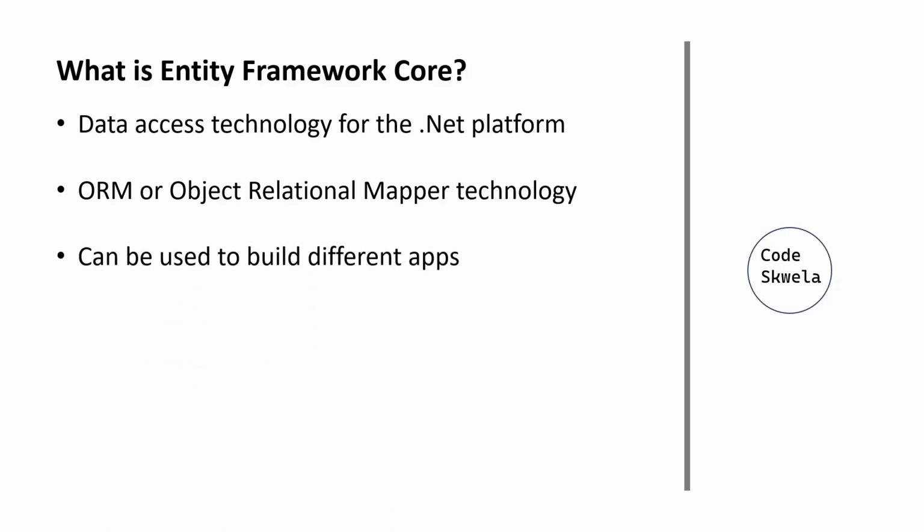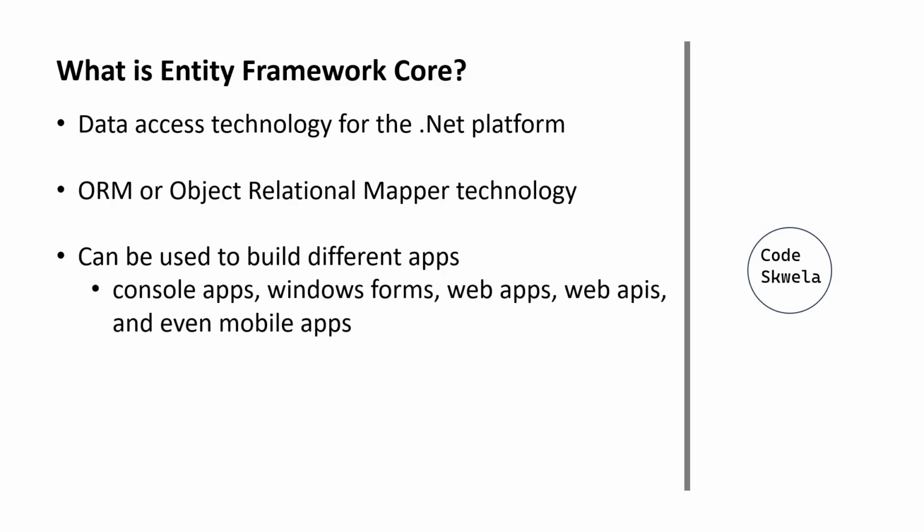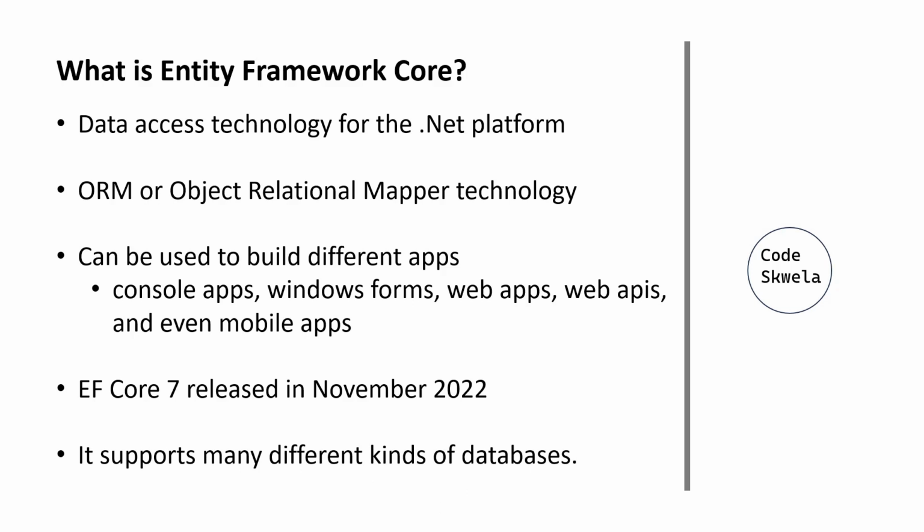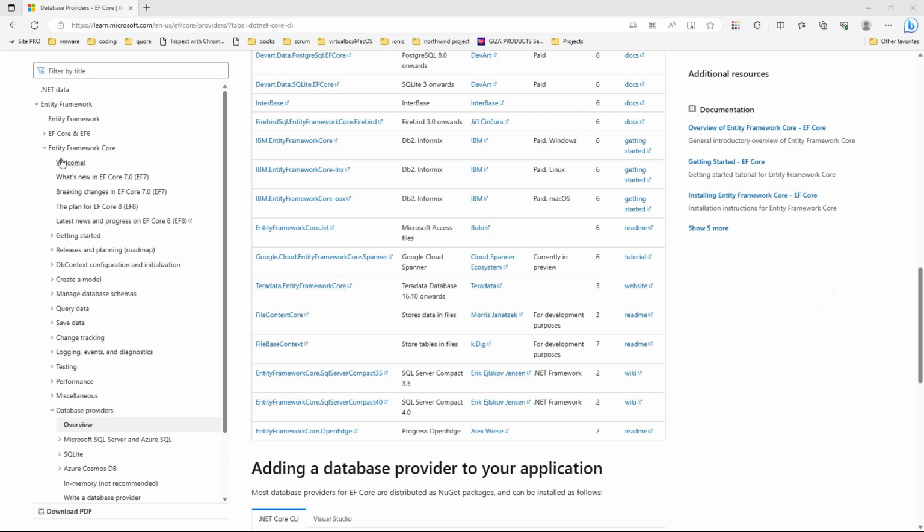EF Core can be used along with other .NET technologies for building console apps, Windows Forms, web apps, web APIs, and even mobile apps. Currently, EF Core's latest version is EF Core 7, released in November 2022. It supports many kinds of databases. Let's take a look at what those databases are.